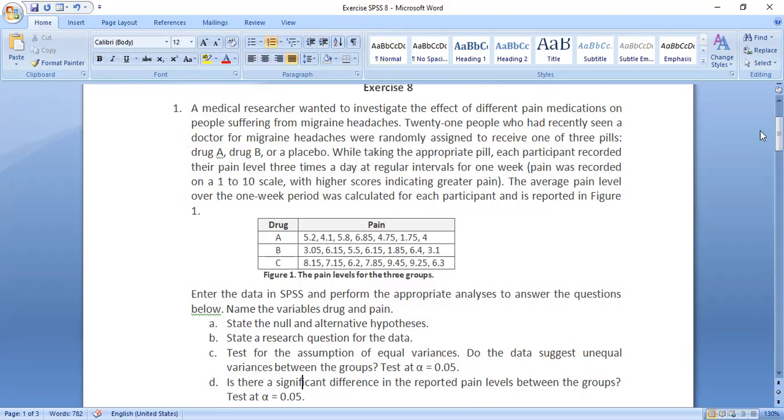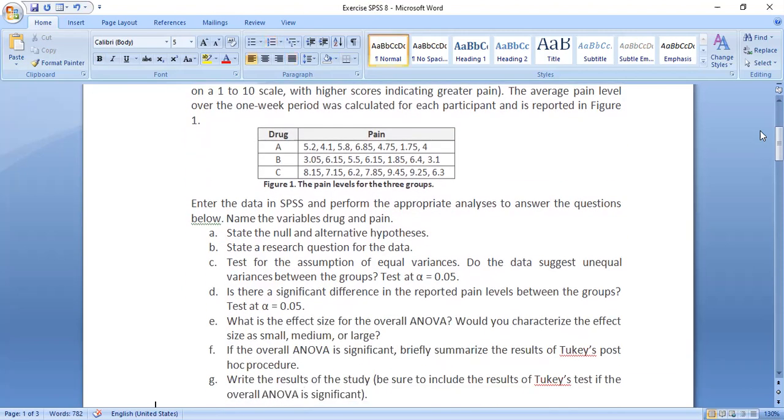That is, we have to name the variables as drug and pain, state the null and alternative hypotheses, state the research question, test for the assumption of equality of variances at alpha equal to 0.05, and also test for significant differences in the reported pain level between the groups at 0.05. We have to talk about the effect size, small, medium, or large. We have to talk about whether the ANOVA is significant or not, and then summarize the result of Tukey's post hoc procedure. And finally, we have to write the result in the right APA format.